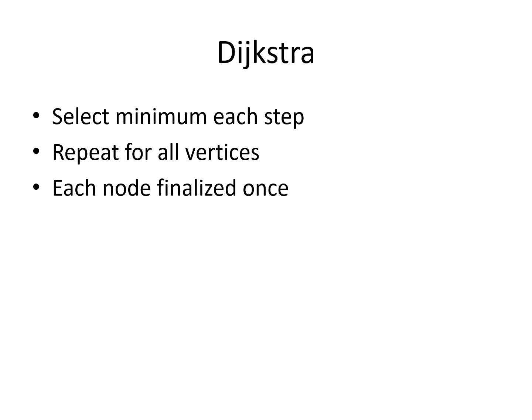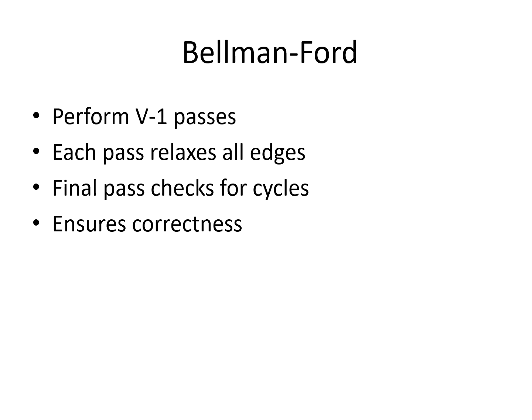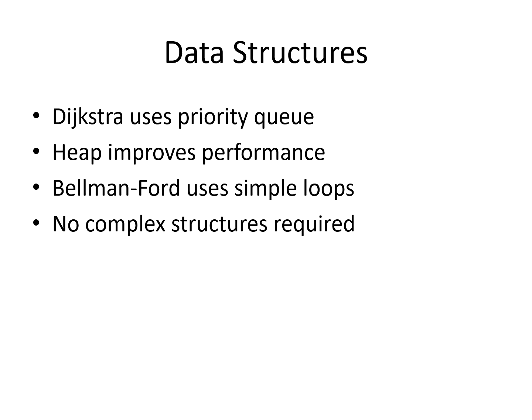As I mentioned, Dijkstra will update at each step. Each time it finds a smaller weight, it will update to that. It repeats for all vertices. Bellman-Ford also performs V minus 1 passes. The final pass checks for cycles and ensures it's correct. As for data structures, Dijkstra uses priority queues, whereas Bellman-Ford uses simple loops. It doesn't have to be complicated with the structures, but it can handle either one.